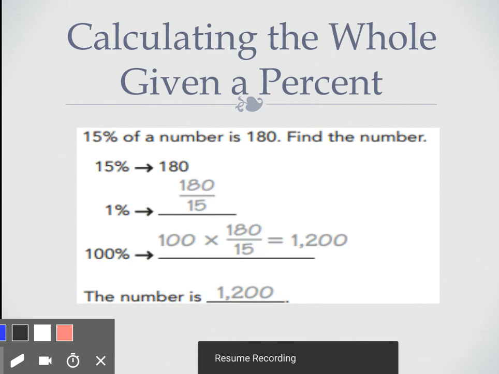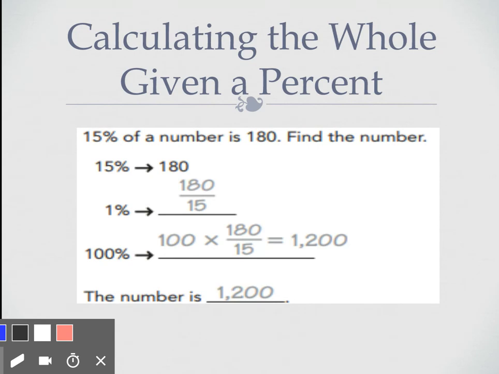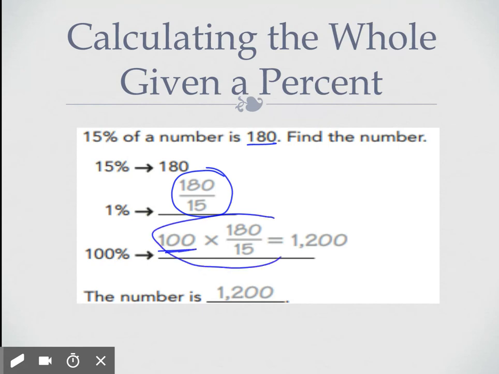All right, this is just another way of doing this. Again, we are given a percent of a number, and then we want to find the whole. We're basically doing the same thing, but grouping it into one problem. It says 15% of a number is 180. So we're doing that same thing to find out 1%, 180 divided by 15, and then multiplying it by 100. So they're doing it all in one step here.